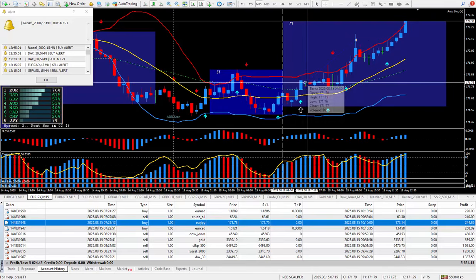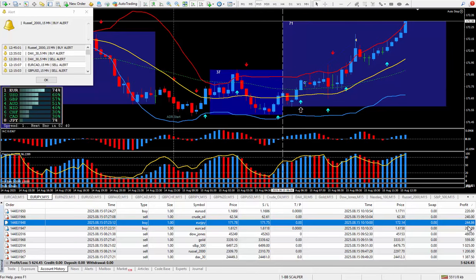But this is where I closed it out, as I knew that I hit a lot more than just 200 pips and/or ticks. Looks like I locked in 35 pips, and that paid out, as you can see, $244.